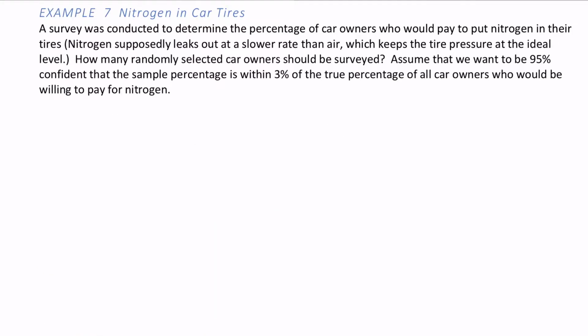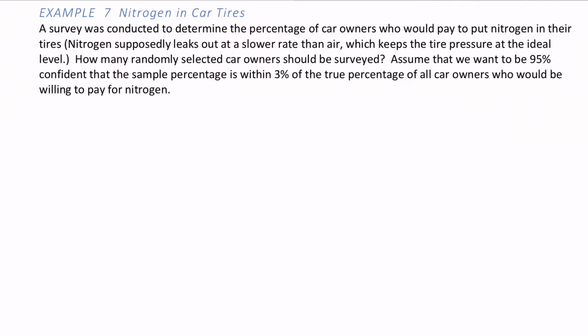A survey was conducted to determine the percentage of car owners who would pay to put nitrogen in their tires. It supposedly leaks at a slower rate than air, which keeps the tire pressure at an ideal level. How many randomly selected car owners should be surveyed? Assume we want to be 95% confident that the sample percentage is within 3% of the true percentage of all car owners who would be willing to pay for nitrogen.